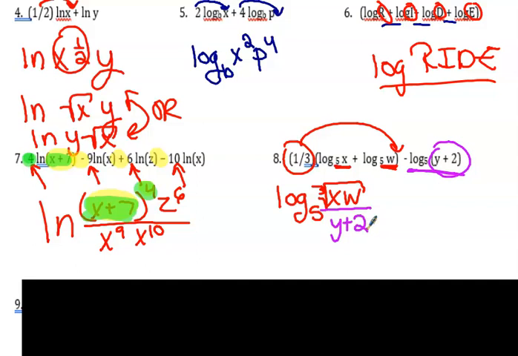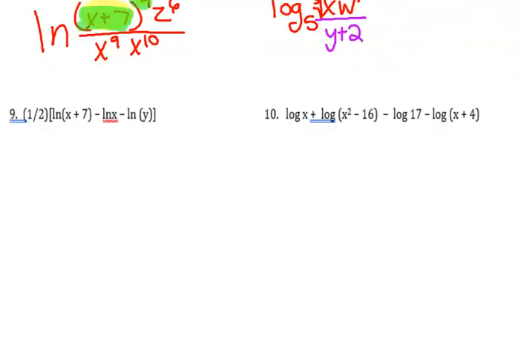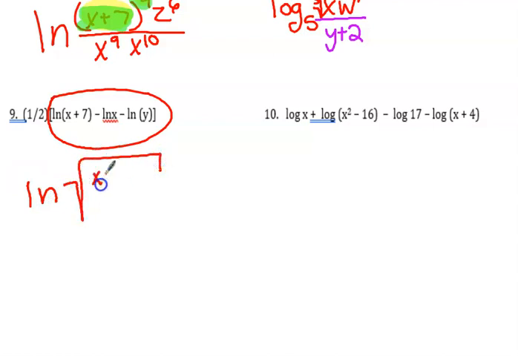All right, move right along to number 9 and number 10. All right, so for number 9, we've got 1/2 times, and then we have this whole thing. So if you notice, the 1/2 is to the whole enchilada, okay? So I'm actually going to put the whole thing in this radical. Then I have x plus 7, and then it says minus x, and then it says minus y, okay? So if it's minus, that means they have to go on the bottom. Okay, and then that whole thing in the radical.